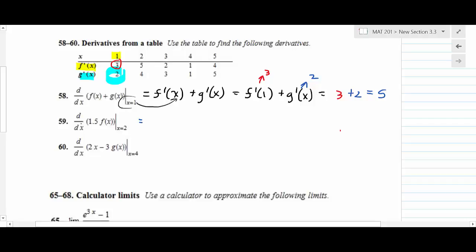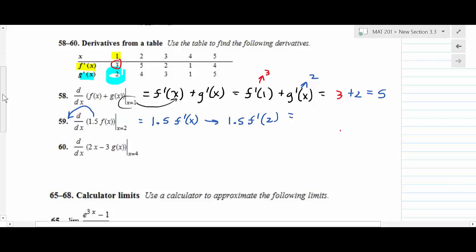Okay, this one you're doing a derivative of 1.5 times f of x. Now the rule we learned is that a constant comes out of our derivative. So you just write this as 1.5 times f prime of x, like that. And then again, you're just evaluating this at 2. So really I should just write this as 1.5 f prime of 2. The idea is 1.5 is not a part of the derivative. You want to look up what f prime of 2 is.